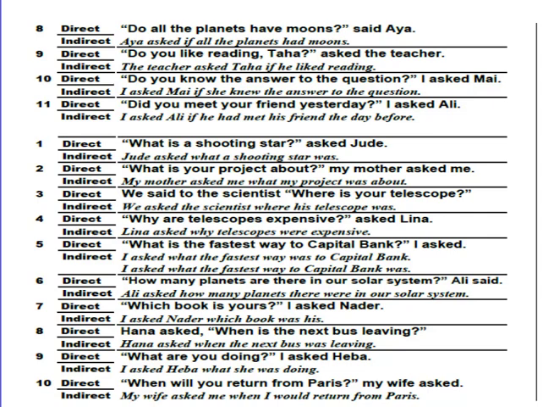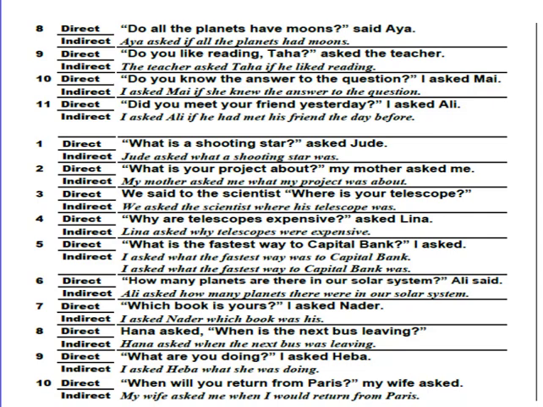Number 4, "Why are telescopes expensive?" asked Lena. Lena asked why telescopes were expensive. "What is the fastest way to Capital Bank?" I asked. I asked what the fastest way was to Capital Bank. We have another answer here: I asked what the fastest way to Capital Bank was.